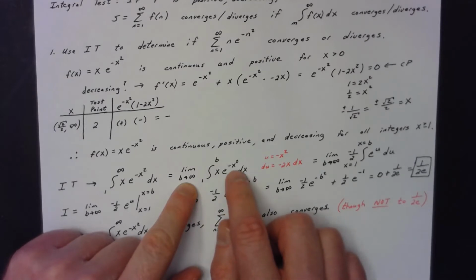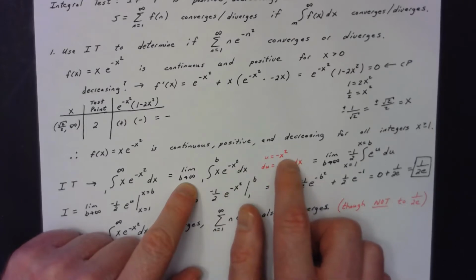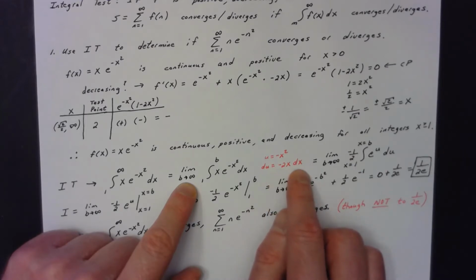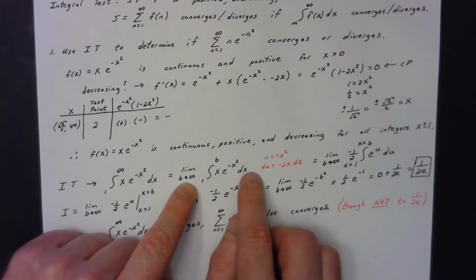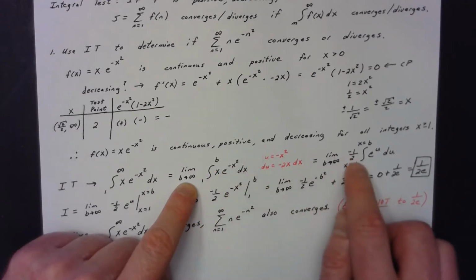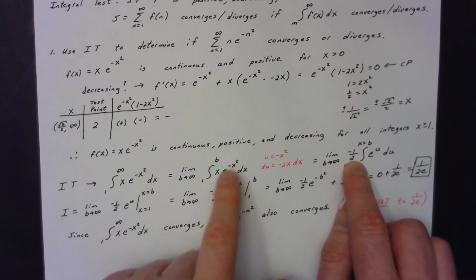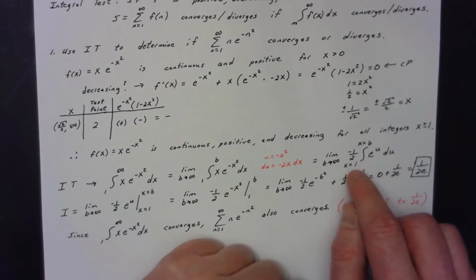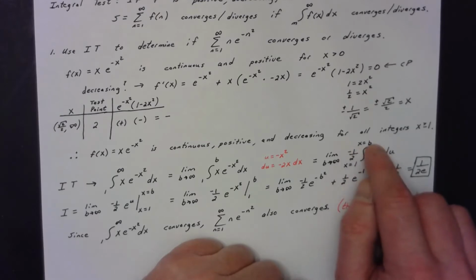And then I looked on the inside and said, well, this is going to work really nice with substitution. I can let u equal negative x squared. The derivative of that would be negative 2x dx. I know I don't have a factor of negative 2 on the inside, so I would multiply the inside by negative 2 as I divide the outside by negative 2. That's where the negative 1/2 came from on the outside. And then the part on the inside just becomes e to the u du. Now, I didn't want to change my limits of integration, so you'll notice I left my limits in terms of x. This is from x equals 1 to x equals b.